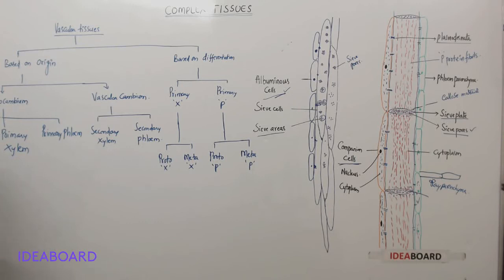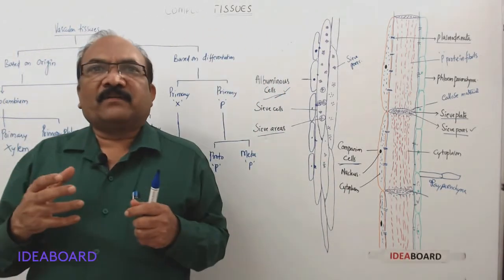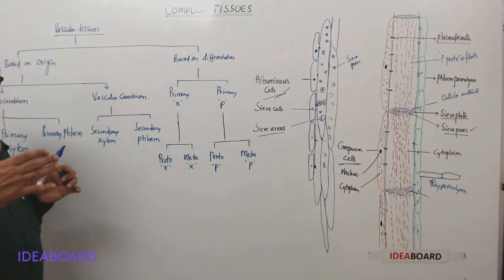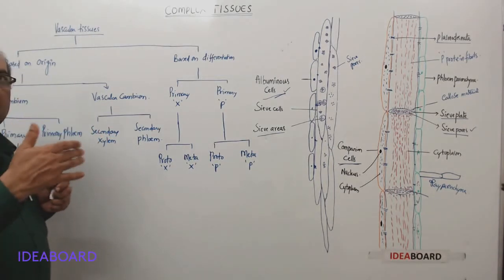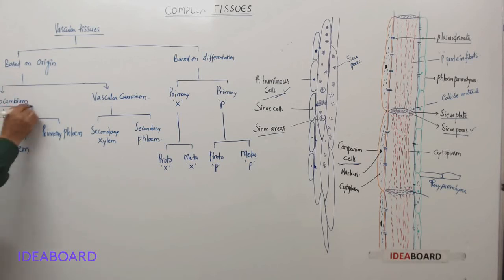The initial growth of the plant is called primary growth, and the primary growth is contributed by the activity of the apical meristems. The apical meristems will have different zones, like protoderm, periblem and plerome. And the plerome can also be called procambium here, and that procambium will produce the vascular tissues. So the vascular tissues originating from this procambium are called primary vascular tissues. And what are those primary vascular tissues? Very simple: primary xylem and primary phloem.